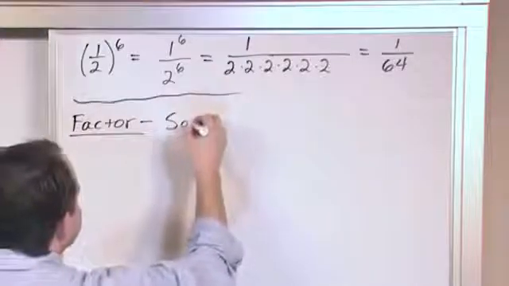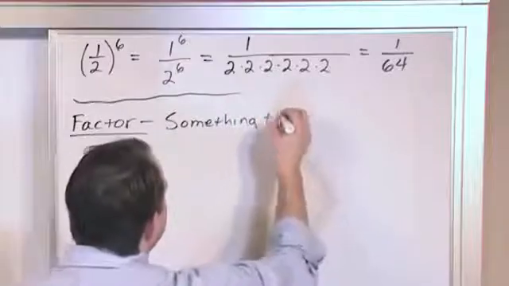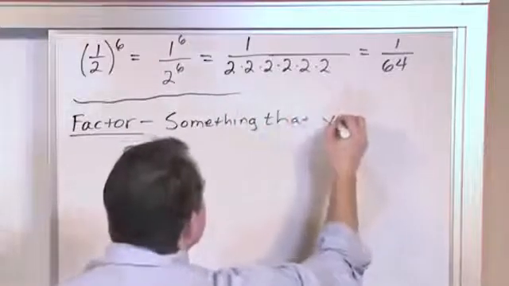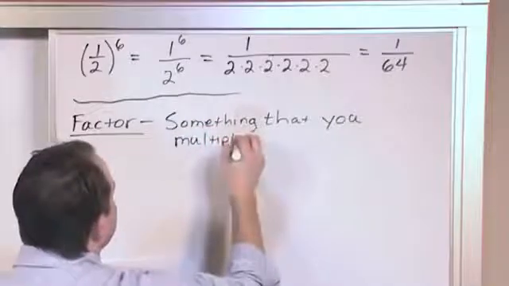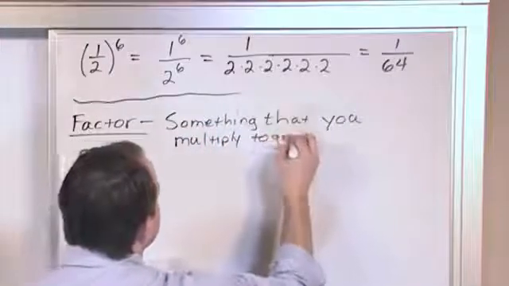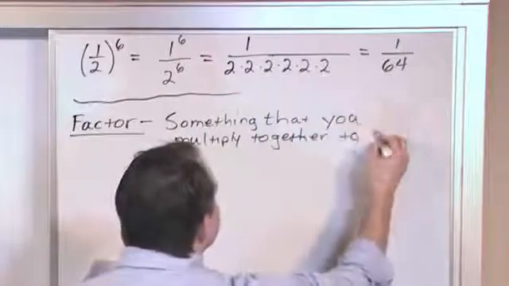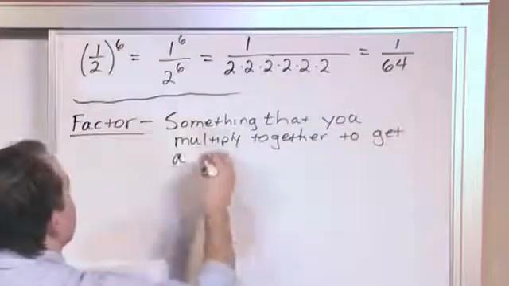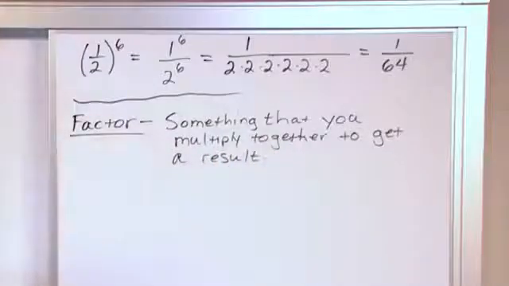It is something that you multiply together to get a result. In a nutshell, factors are things that are multiplied together. That's really the bottom line.